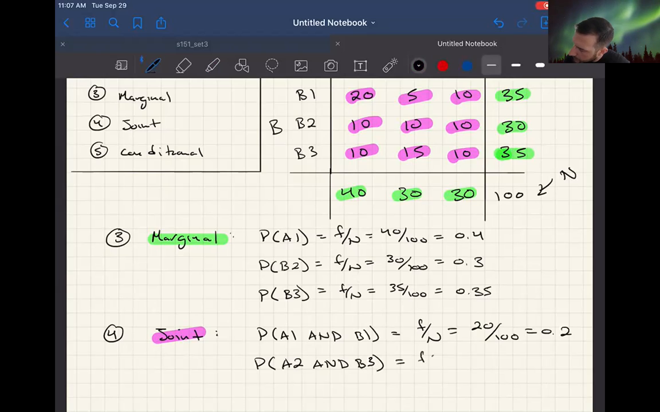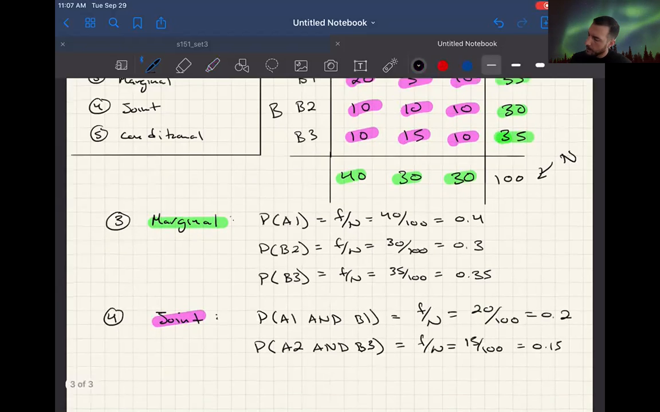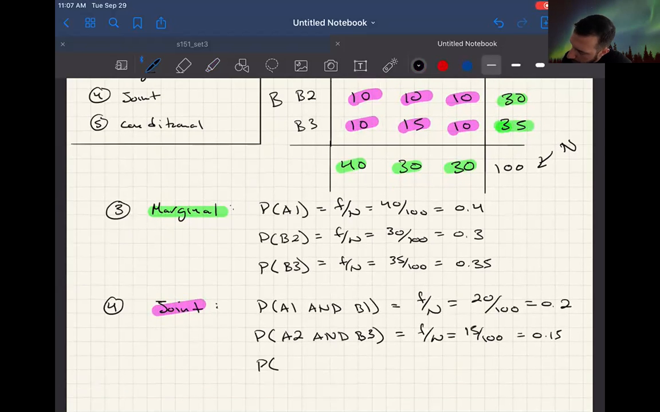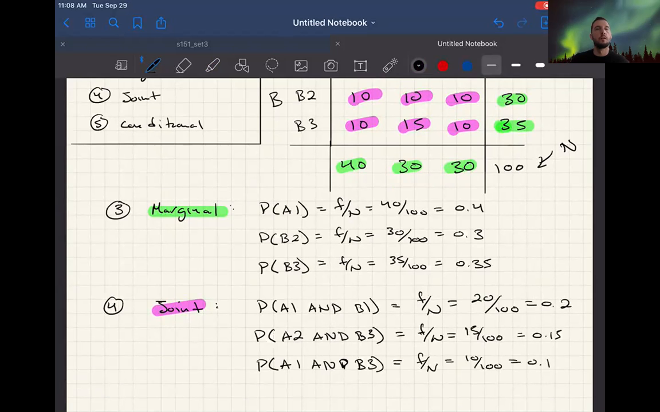Okay, this is going to be little f over n, A2, B3, that's going to be 15 over 100, which is 0.15. And then let's say we want the joint between A1 and B3. Why not? This will be little f over n, which is equal to 10 over 100, which is 0.1. So those are 3 examples of joints.